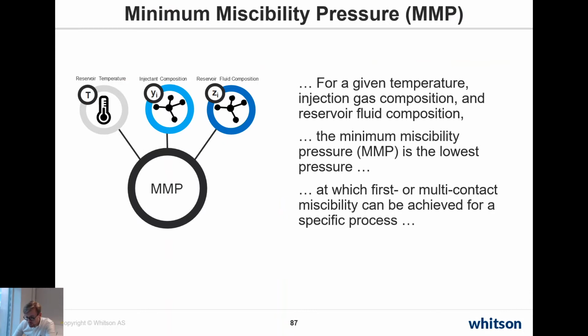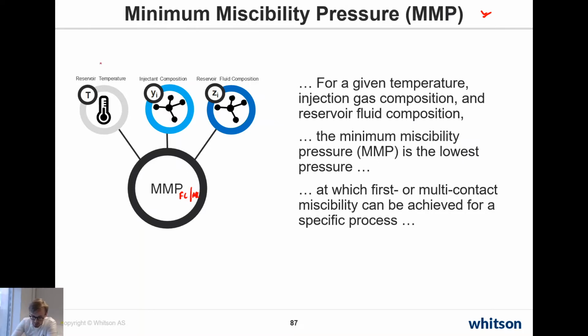So we talked about this already. This is the second time I emphasize this, but I still think it is very important: minimum miscibility pressure is a function of different input parameters. This is equally true for first contact and multi-contact miscibility.